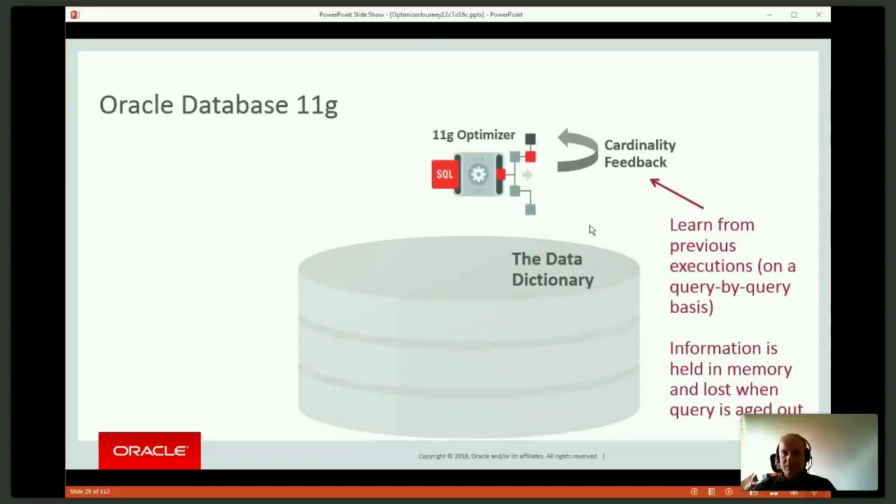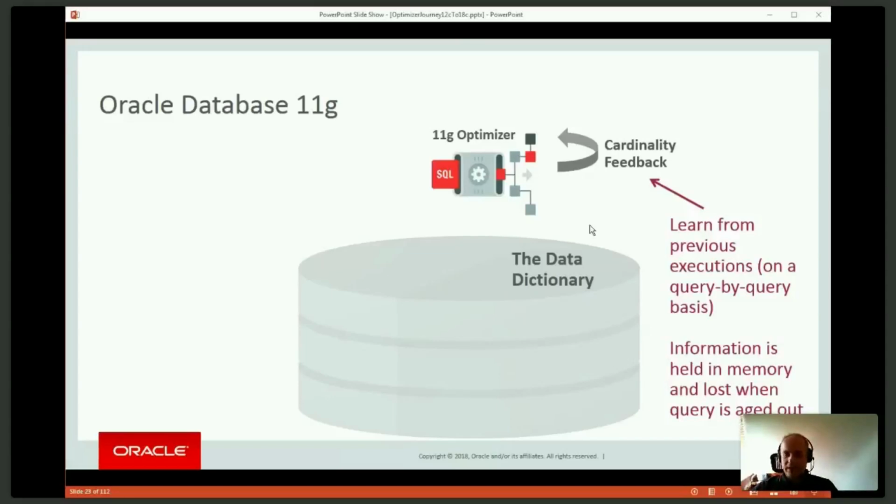So it's not something that's going to be shared between queries. And once the query is aged out of the cursor cache, that information's lost. So it's something that happens as a query initially executes, and it's sometimes the reason why you'd see a plan change. The query would execute, we'd see that the cardinalities were wrong, and then the next time it's executed, we'd reparse and see if we can find a better plan. So there's that kind of little feedback loop that occurs.